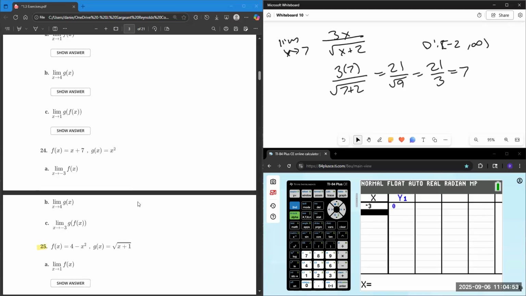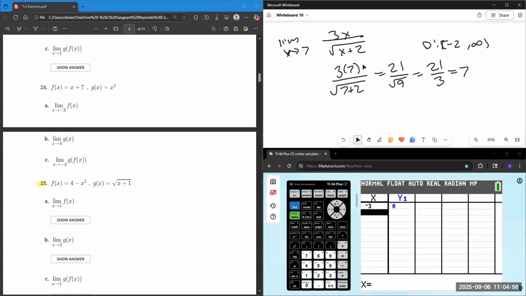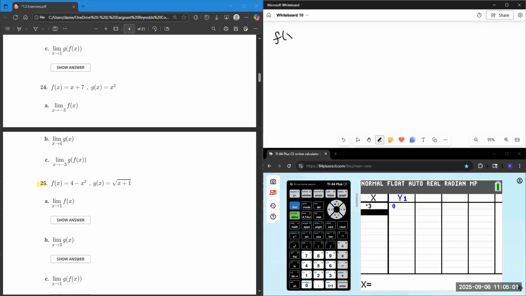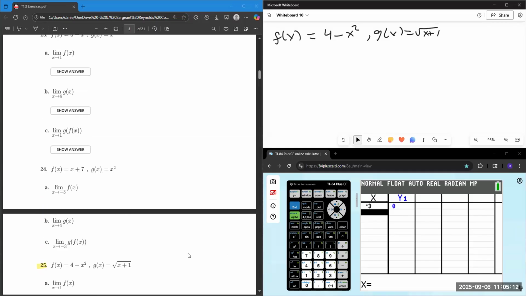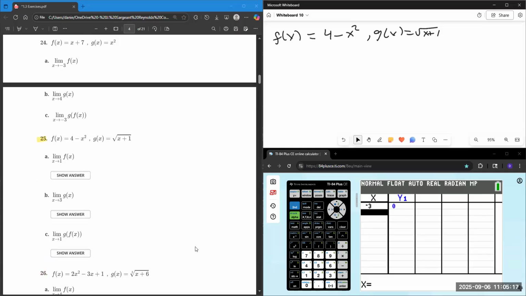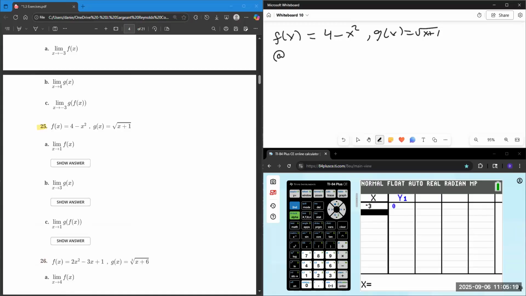Next question is 25. And we're told f of x is equal to 4 minus x squared, and g of x is equal to root x plus 1. And we're asked to find the given limits. So A says limit as x approaches 1 of f of x. So that's a polynomial function. I can use direct substitution for it.